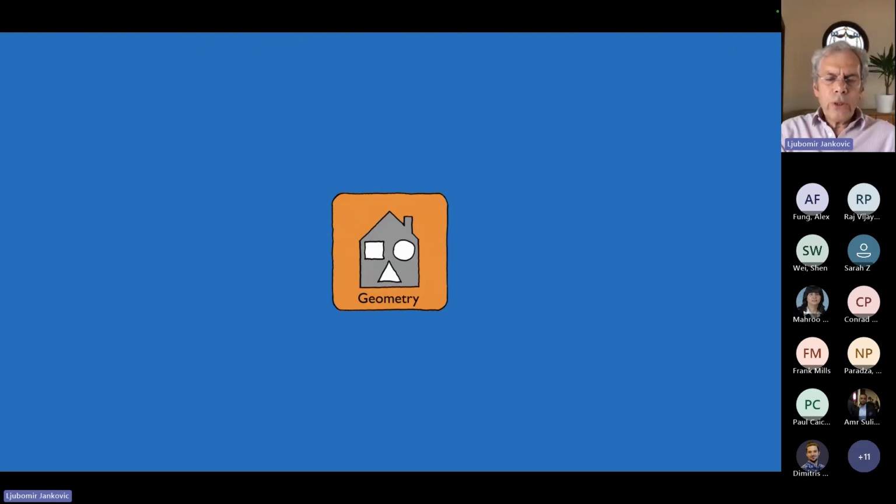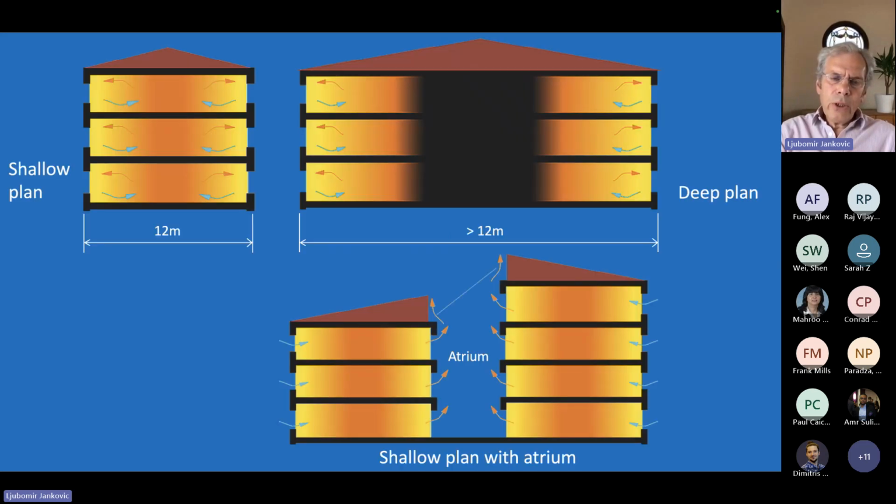Geometry is a very important consideration for designing zero carbon buildings. I would urge colleagues to design shallow plan buildings. These are buildings that have a maximum of 12 meters between opposite sides of the facade with windows. Because with these kind of shallow plan buildings, we can achieve natural ventilation and natural daylight in the core of the building and throughout the building.